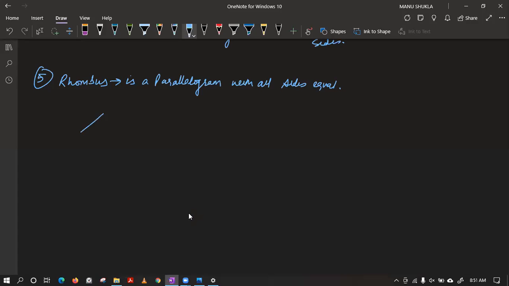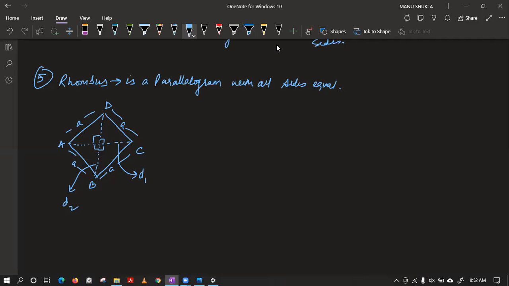Okay, let's see. So, like this, we draw the rhombus. All sides are equal. This is A, this is A, this is A, and this is A. In this, the diagonals are perpendicularly bisecting each other. Diagonal AC and BD are perpendicularly bisecting each other. If I call the diagonal AC as D1, if I call diagonal BD as diagonal D2, first thing, perimeter.